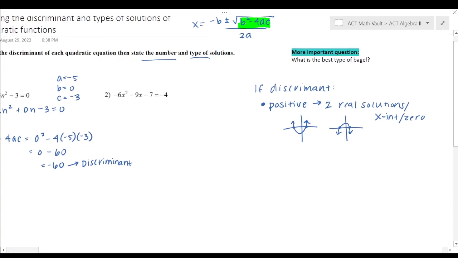If the discriminant is negative, then you're going to have 2 imaginary solutions. Remember, solutions mean intercepts and zeros. So on a graph, it sort of looks like our parabola is floating, and it doesn't actually touch the x-axis.